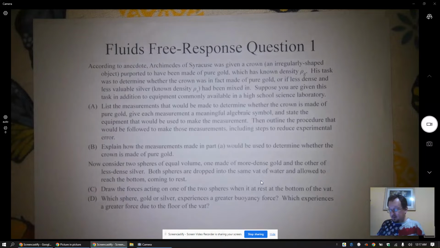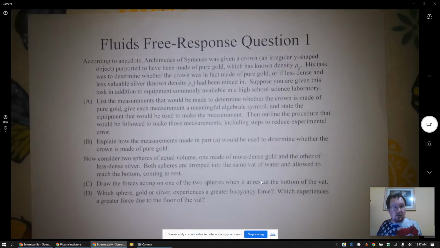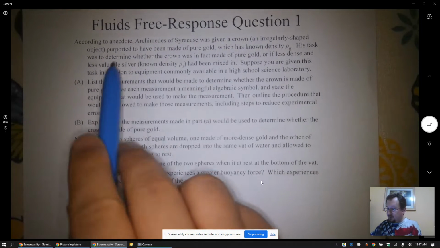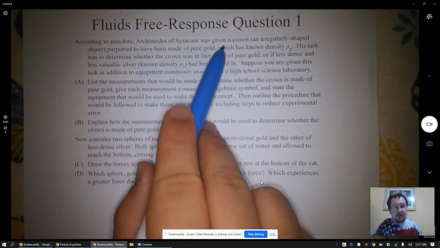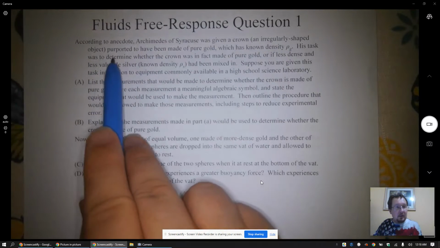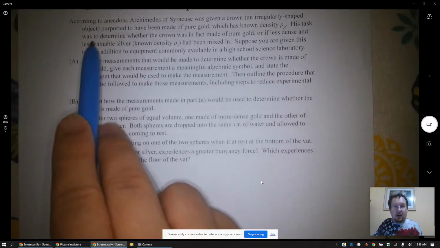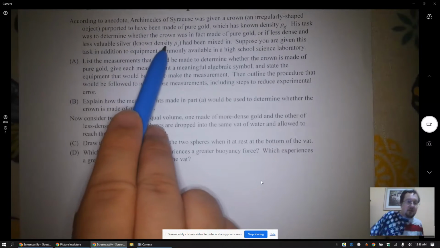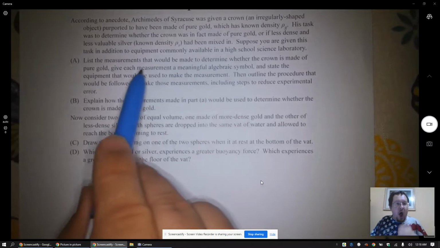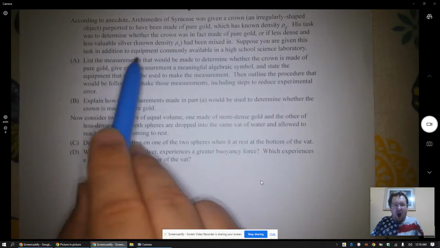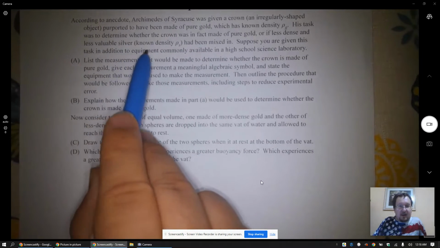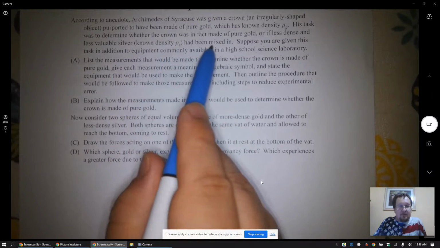All right, we're going to do these free response questions now. This first one is about Archimedes, who was given a crown purported to have been made of pure gold, which had a known density at the time. His task was to determine whether the crown was in fact made of pure gold or if less dense and less valuable silver had been mixed in.